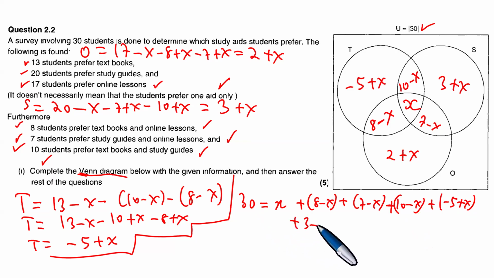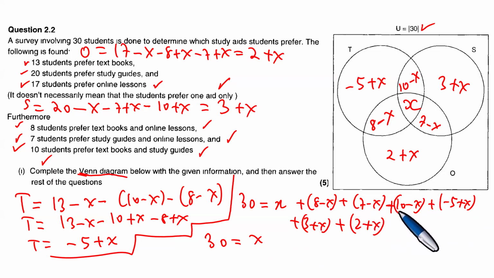Then 3 plus x, plus 2 plus x. And so what is all this? We get 30 equals: x minus x is 0, minus x is minus 2x, plus x is minus x, plus x is 0, leaving us with only x. We have 8 plus 7, which gives 15, then 25 with the 10, minus 5 it's 20, and with the 3 and the 2 it is exactly 25. Then x is equal to 30 minus 25, which is 5.